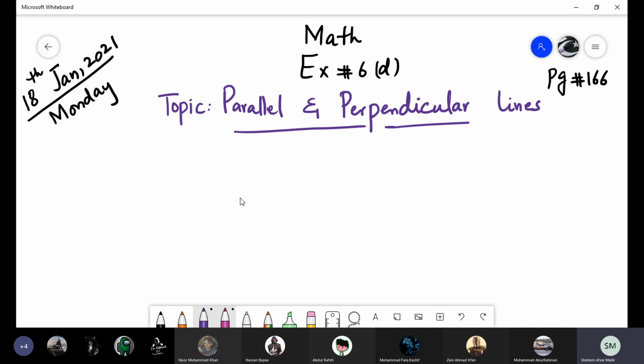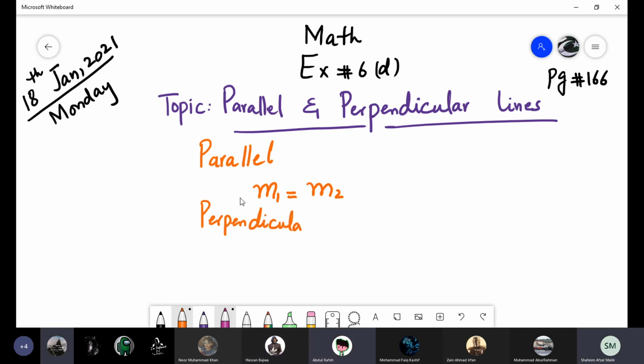Okay. So first of all, I want to give you a short review of yesterday's lesson, what we have done yesterday. Yesterday we have done that if the lines are parallel to each other, then their slopes are equal. Yes. If two lines are parallel, their slopes are equal to each other. Like if line 1 has slope m1, and line 2 has slope m2, their slopes are equal. What if the lines are perpendicular?